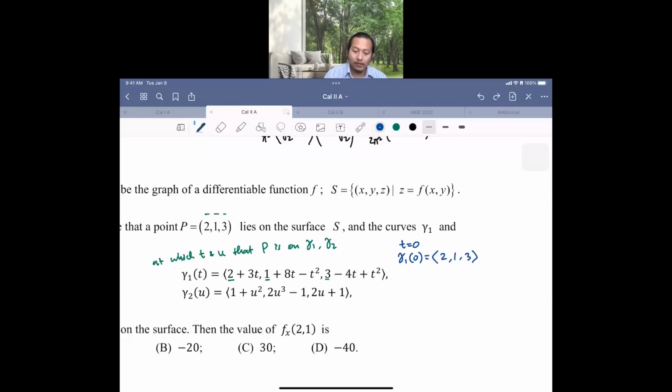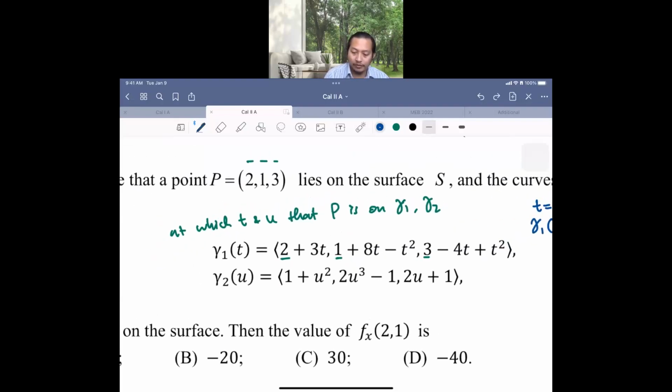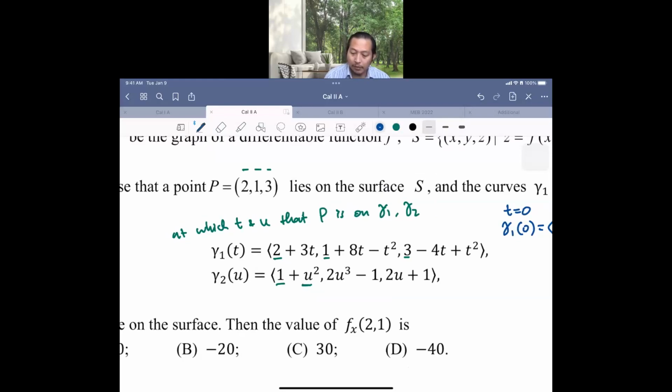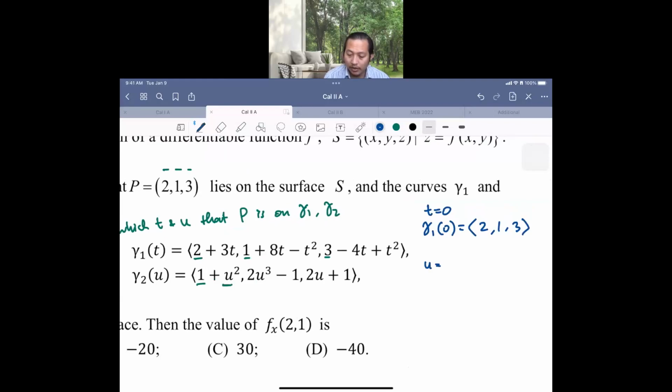Now the second curve, we have 1 plus u squared, 2u cubed minus 1, 2u plus 1. If we take 0, it doesn't connect, right? But if we take u equal to 1, we get 1 plus 1, 2 minus 1, 2 plus 1. So it's 2, 1, and 3. So when u is equal to 1, it's perfectly aligned with the point P. So the parameter u equal to 1 is also important for the second curve.